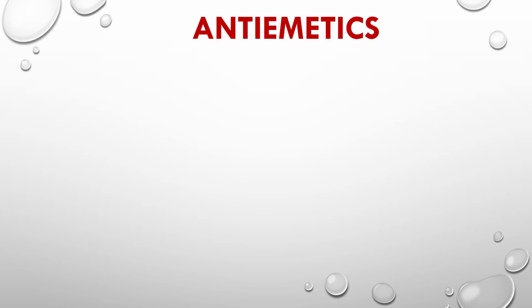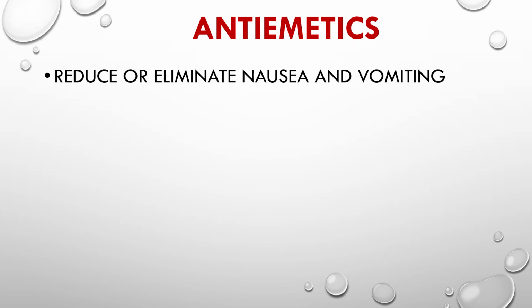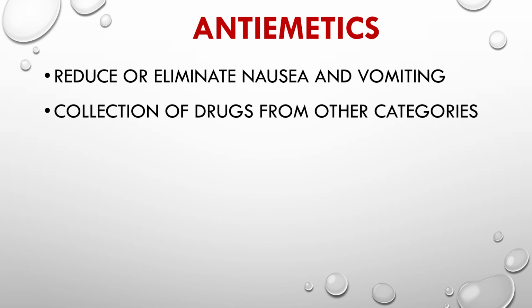Now, antiemetic, again, we're stopping something. Emesis is vomiting. So this is going to reduce or eliminate nausea and vomiting, which is common in individuals that are on anesthetics. So these are often given to prevent that. It's a collection of lots of different drugs from other categories that have this more as a side effect, but that's why it's being used.